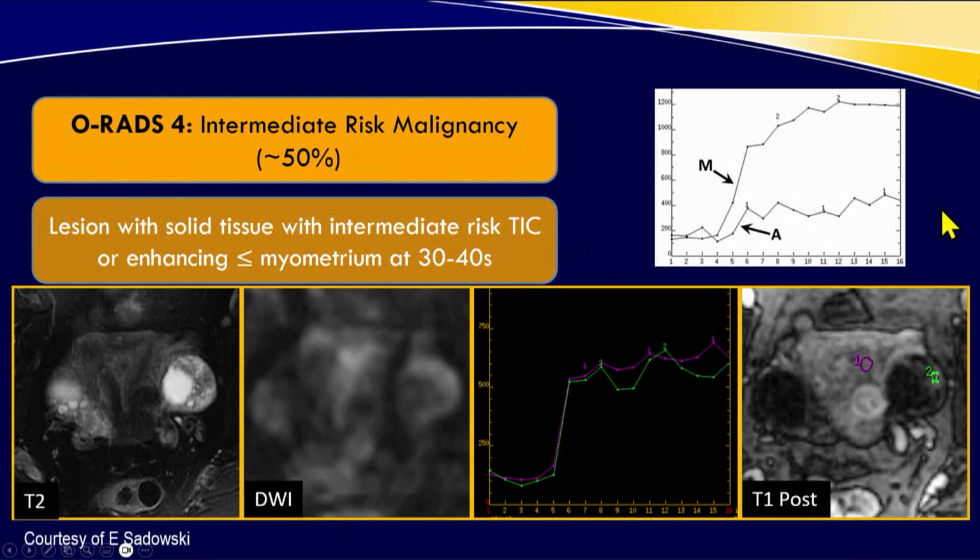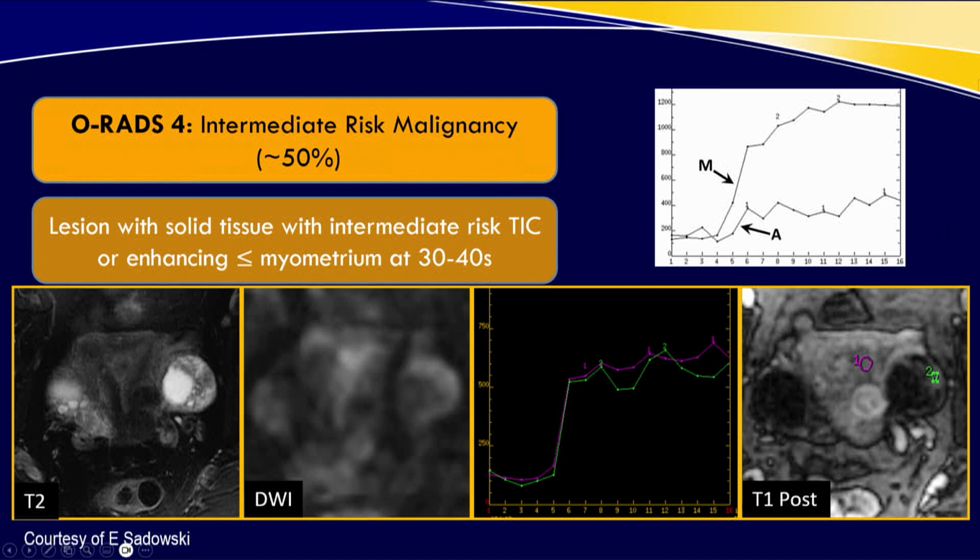This is an intermediate risk, O-RADS 4, intermediate risk for malignancy, about 50%. And this is a lesion with solid tissue that has a time intensity curve that goes up more so and with a higher upstroke than the low risk, but less than the adjacent myometrium. And this is an intermediate curve, again, risk of malignancy about 50%.